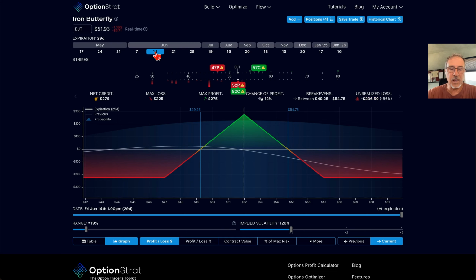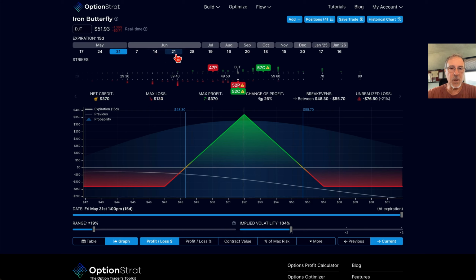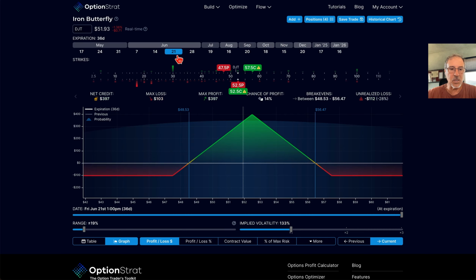This is where Option Strat is so great. I can literally, in a split second, click through a bunch of expirations and see that of all these expirations, for whatever reason, June 21st here looks like it's the one that has the best reward to risk ratio. So that's a starting point, is to see what that looks like.